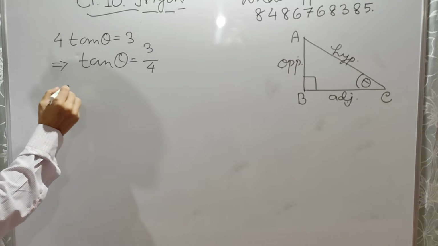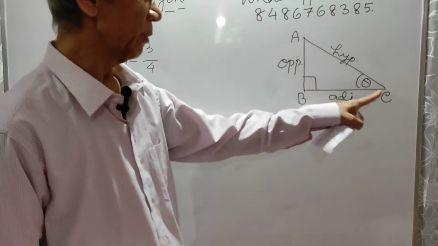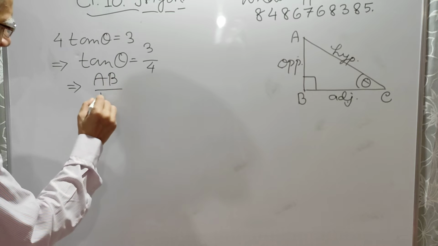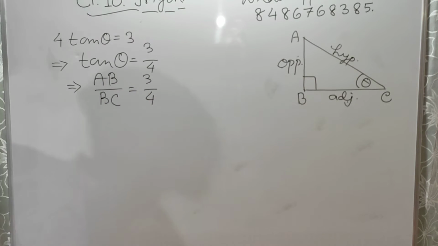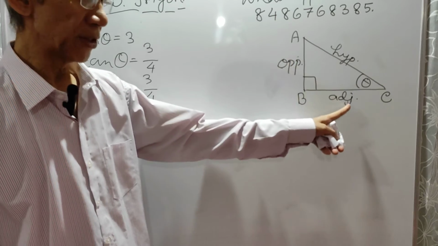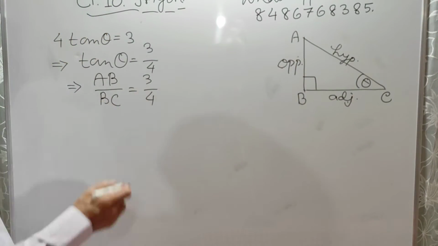Okay. Now tan theta means opposite by adjacent, that means AB by BC. AB by BC equal to 3 by 4. So tan is opposite by adjacent or perpendicular by base. That means AB by BC, AB by BC is 3 by 4.